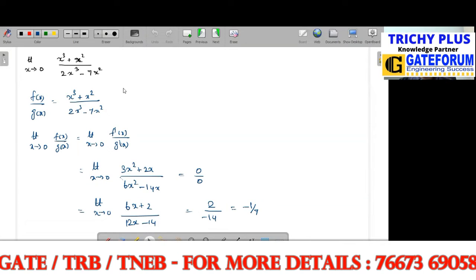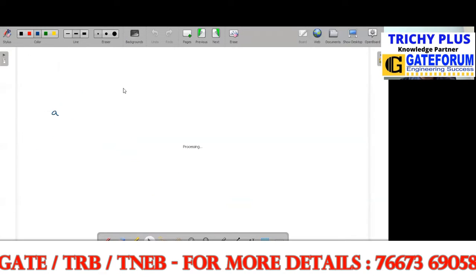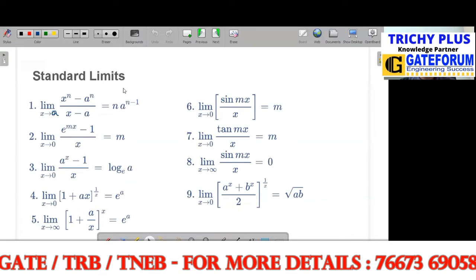Okay, so there are some findings. Instead of doing derivatives multiple times every time, there are some standard limits, so I'm giving them here so you can take note of it. Whenever you see this kind of format, instead of doing the derivative from the beginning, you can take reference of it and directly apply it. It will save your time, right?